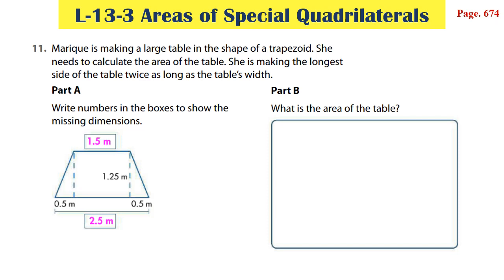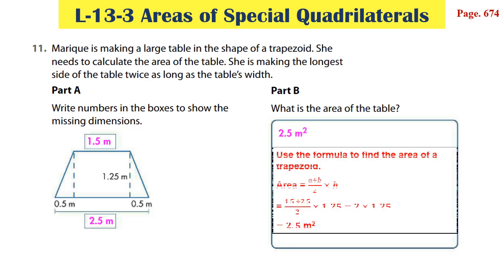Part B. What is the area of the table? Excellent. 2.5 square meters. How? Use the formula to find the area of a trapezoid. Area equals (A plus B) divided by 2 multiplied by H, equals (1.5 plus 2.5) divided by 2 multiplied by 1.25, equals 2 times 1.25, equals 2.5 square meters. Good.